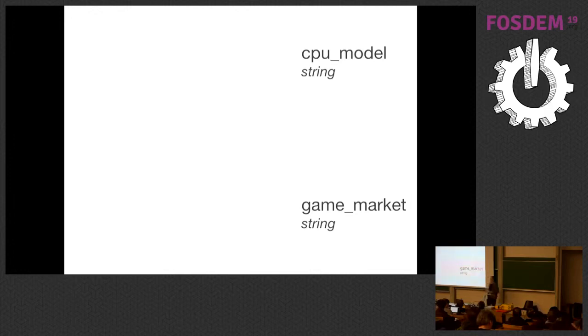So you first go ahead and create some attributes. Here, for example, I want to create an attribute CPU model, which makes sense for hypervisor but not for virtual machine. And I want to create an attribute called game market, which makes sense for virtual machine but not for hypervisor because we don't couple those.